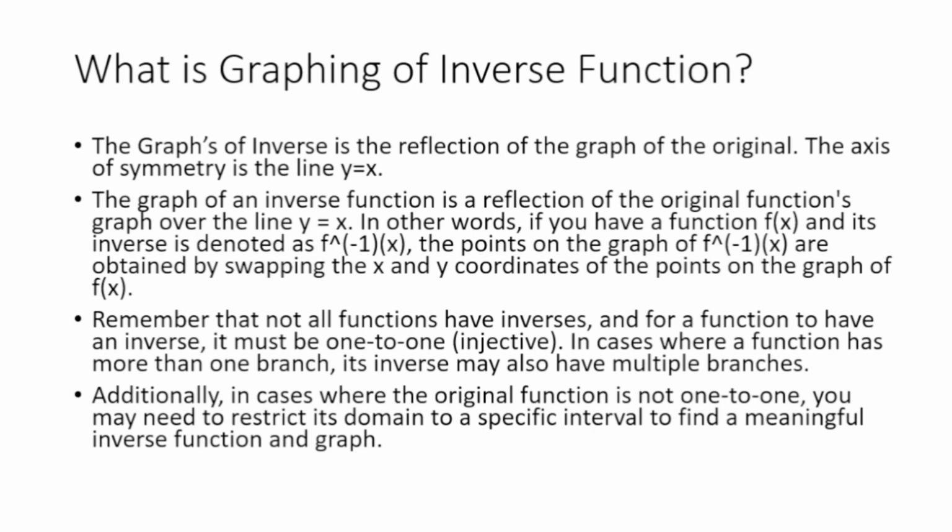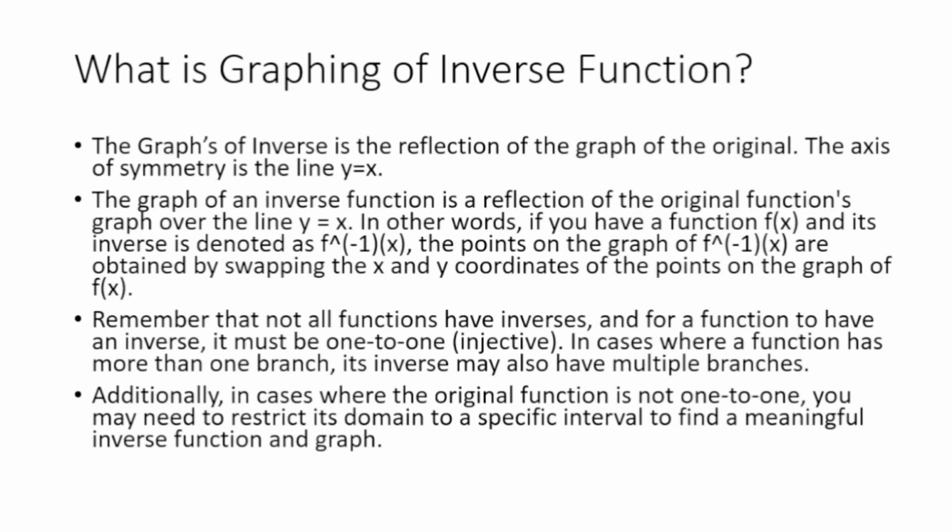In other words, if you have a function f(x) and its inverse is denoted as f to the power of -1, x, the points of the graph of f to the power of -1, x are obtained by swapping the x and y coordinates of points on the graph of f(x). Remember that not all functions have inverses, and for a function to have an inverse, it must be one-to-one or injective. In cases where a function has more than one branch, its inverse may also have multiple branches.